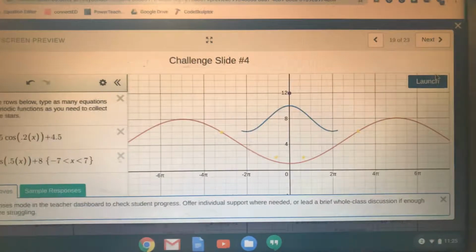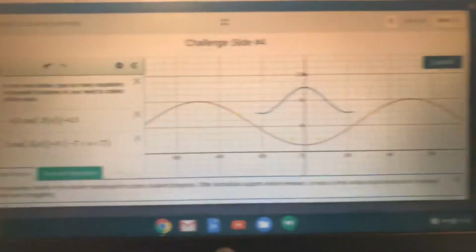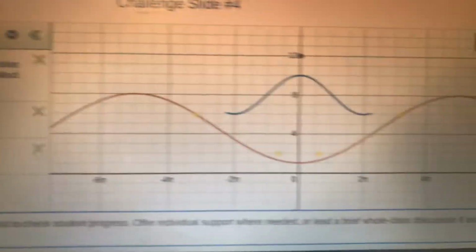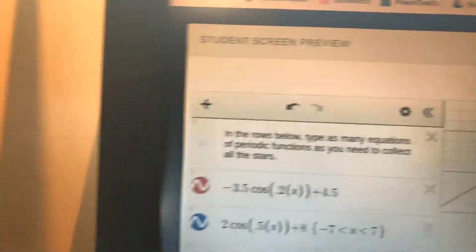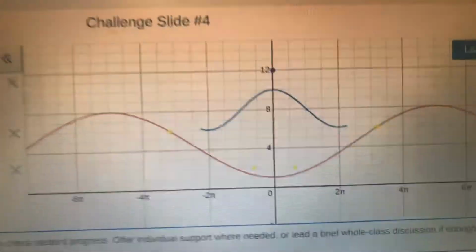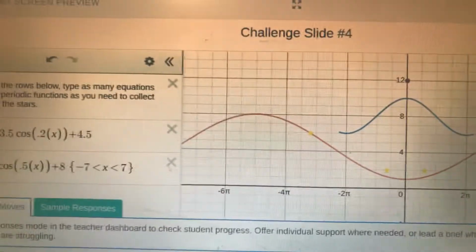So for challenge slide number 4, you'll notice I use 2 equations, both of them cosine. The first one is this red guy right here, and I actually took a cosine equation, I flipped it because I wanted to have a minimum right there. And then I did a few things. I increased its amplitude so that it would hit all the stars. I also moved it up a little bit, 4.5 units.